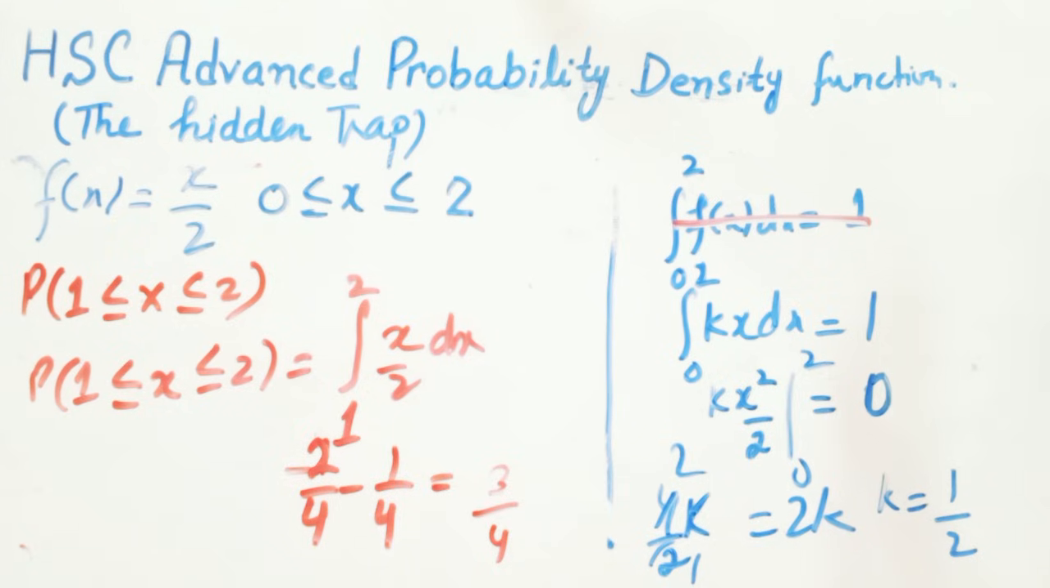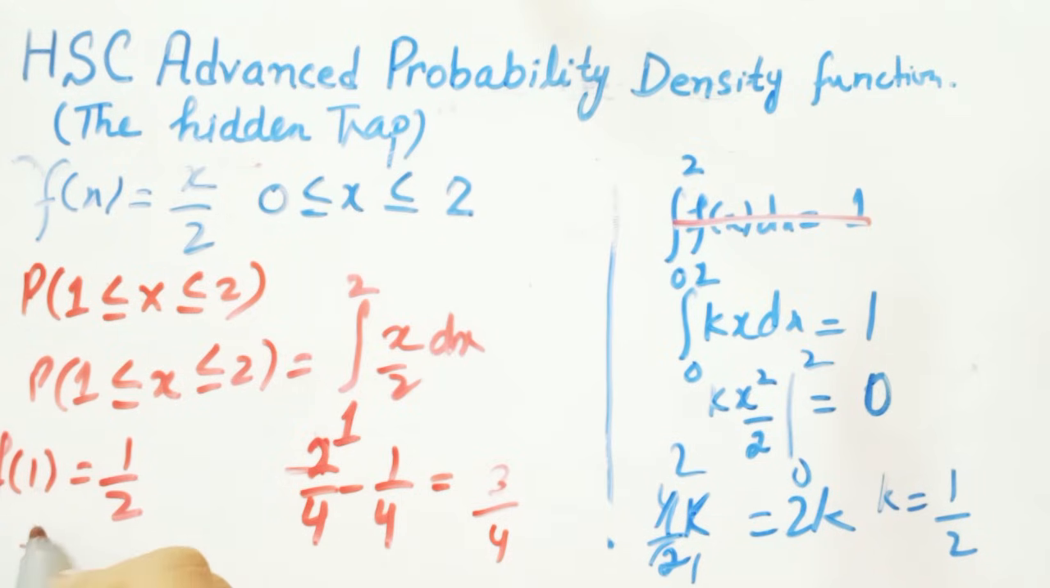Now, the mode: f of x is highest at x equals 1. So what will be the answer? We get f of 1 equals 1 by 2. So the highest value can be found out by this. Just recall this formula, and the median is the value that divides the probability distribution into two equal parts. So what will happen?